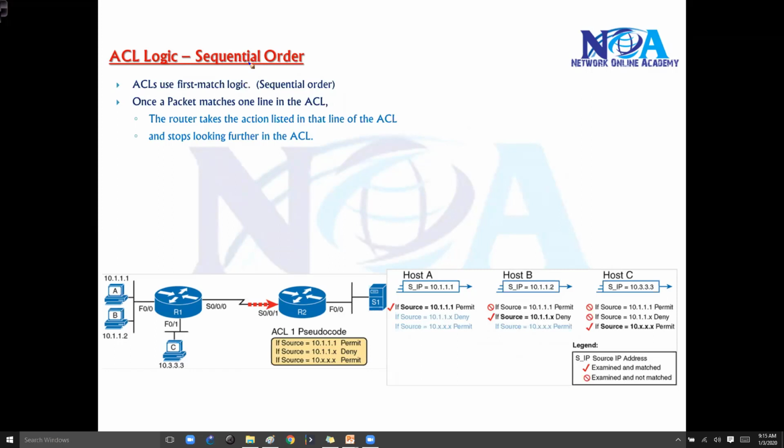If you write in a wrong order, your ACL may not work. So basically, ACL uses the first match logic. In other words, we can say it works in a sequential order. Sequential order means it will check the first rule.